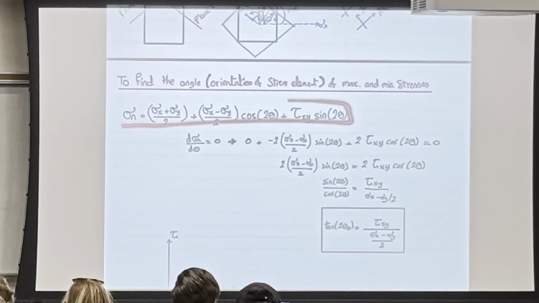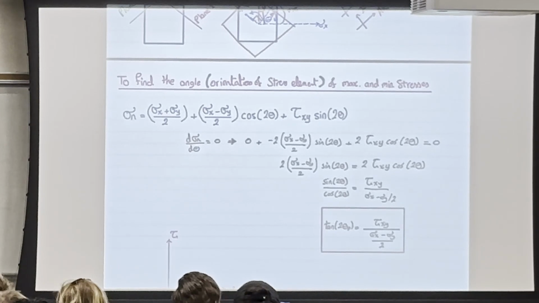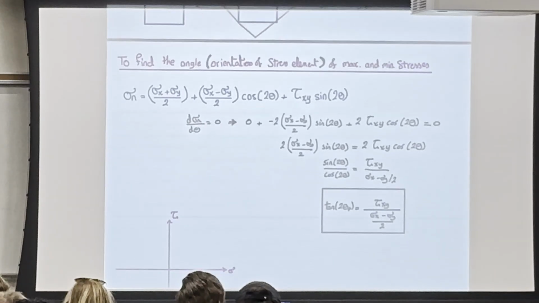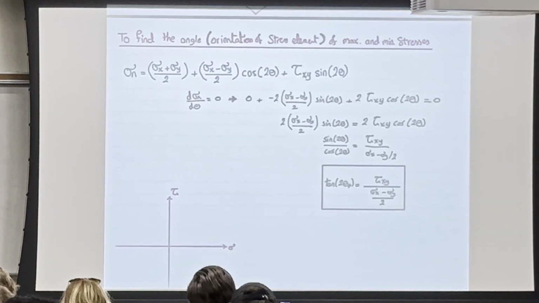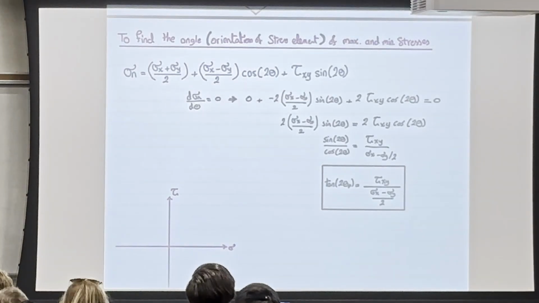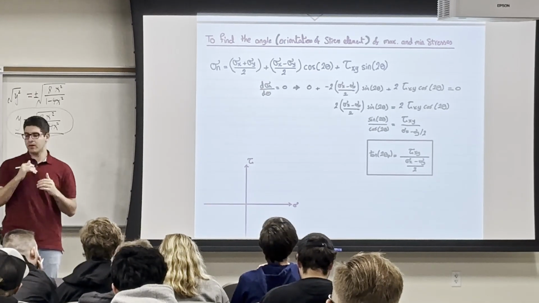So for this sigma n function, I'm taking the derivative of the stress n with respect to theta. You can go through it at home, but eventually you're going to end up with tan 2 theta is equal to tau over (sigma x minus sigma y) over 2. What does that mean? If I want to find the angle or angles, because when you take a derivative and equal it to 0, you're finding the maximum and the minimum.